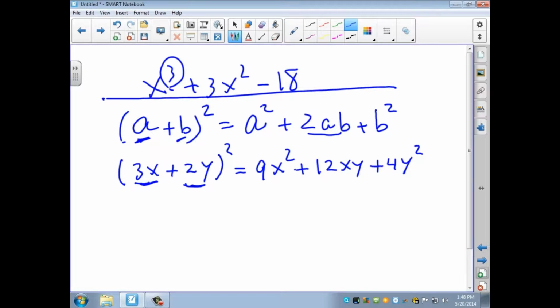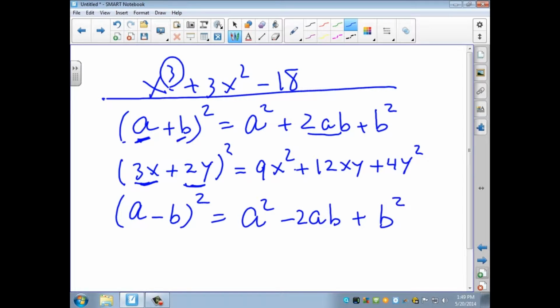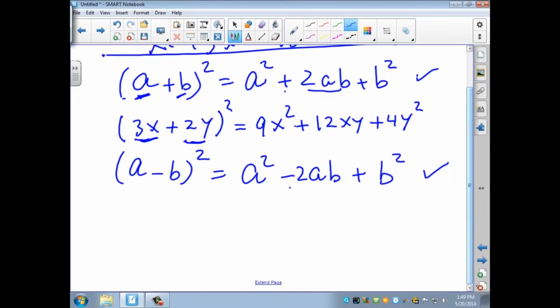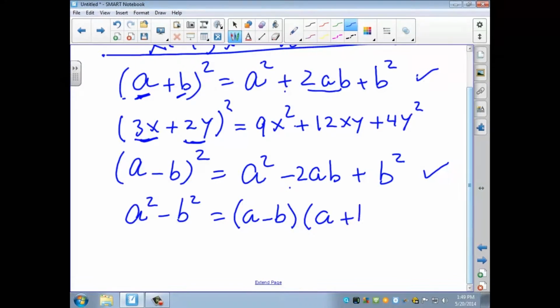So again, I want to emphasize that a and b can be real numbers, or they can be expressions. Another special product rule was a minus b squared, and in that case it would be a squared minus 2ab plus b squared. So the difference between this one and the first one is the sign here is positive and here the sign is negative. Another special product is when you have the difference of two squares, a squared minus b squared, that would be equal to a minus b multiplied by a plus b.